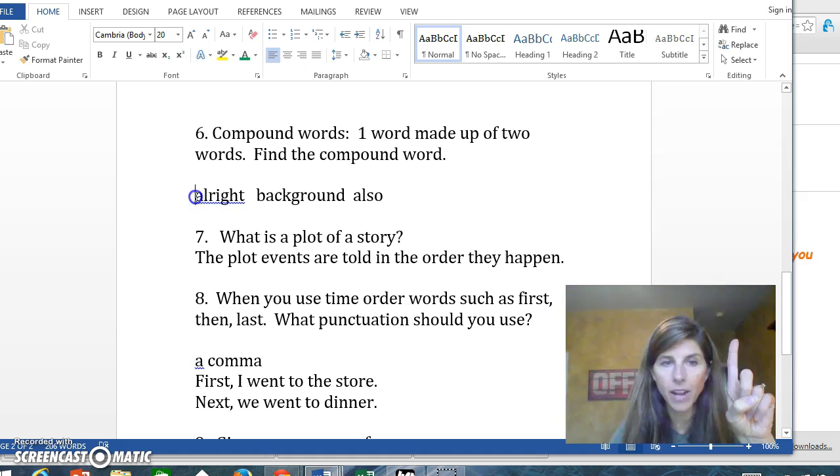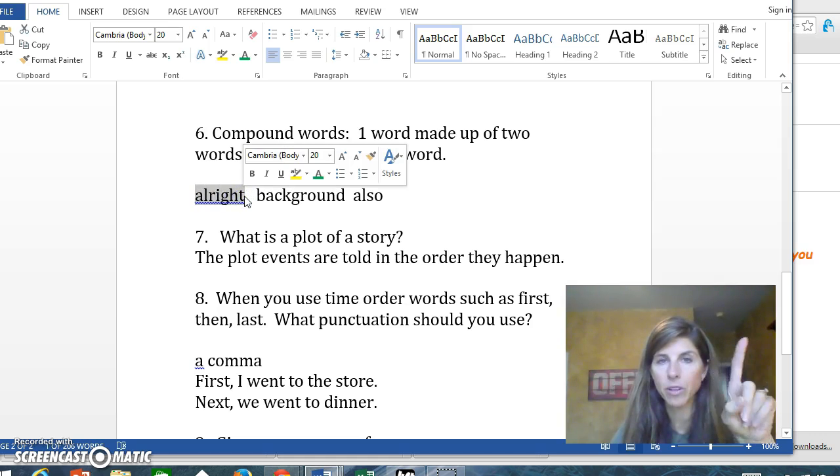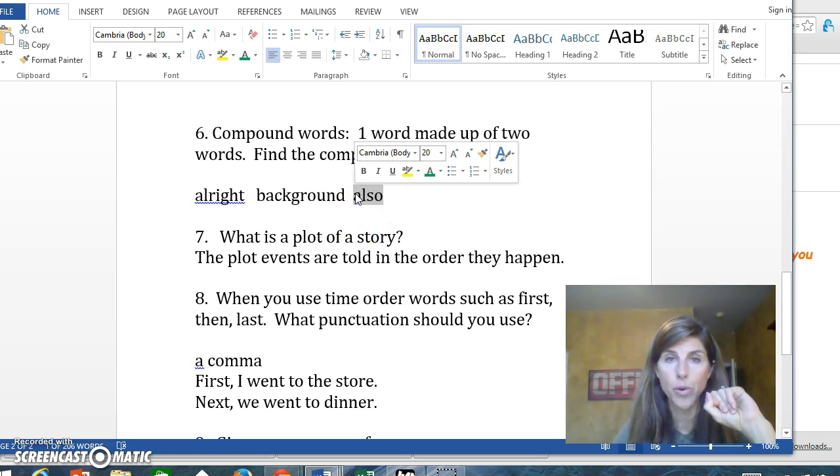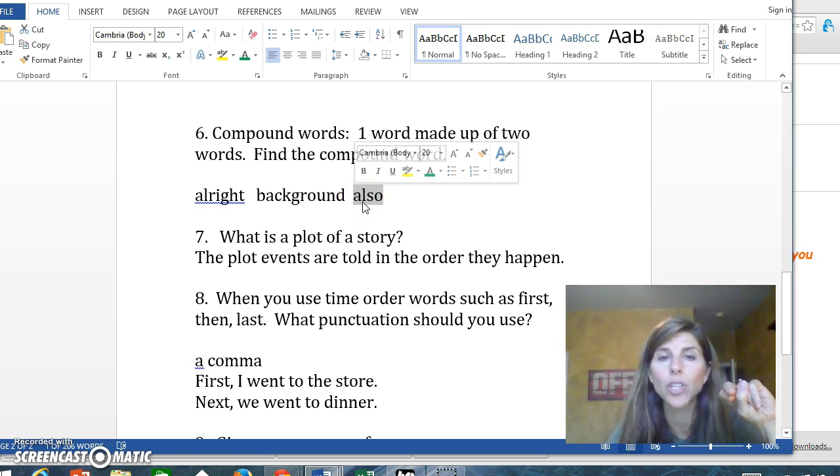Now, all right sounds like it's made up of the word all and right. However, AL is not a word. ALL is a word, so all right is not a compound word, and neither is also. All and so are 2 words, but all is spelled ALL. So it has to be spelled correctly within the 1 word. So if also was spelled ALLSO, that would be a compound word, but it's not. So also is not a compound word.